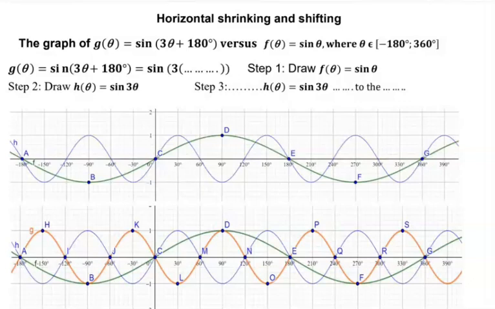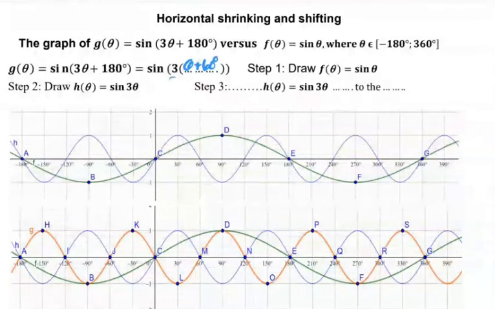When you do horizontal shrinking, you must realize that it has to do with the 3, or the coefficient of theta, which is in this case 3. But before we can do the stretching or the shrinking, I must first have 3 times something. So I must write this sine 3 theta plus 180 degrees as sine 3 times something, and the something will now be theta plus 60 degrees.